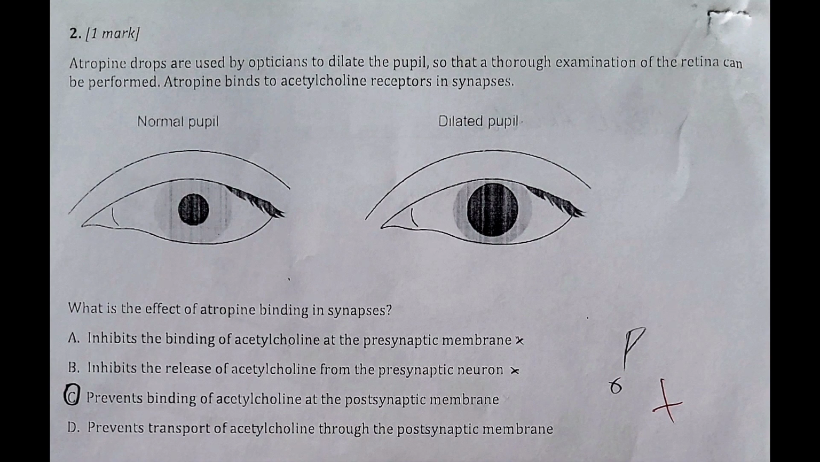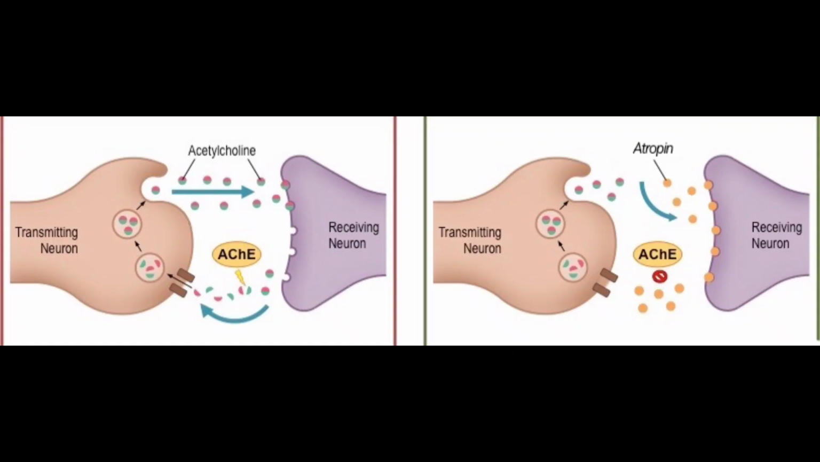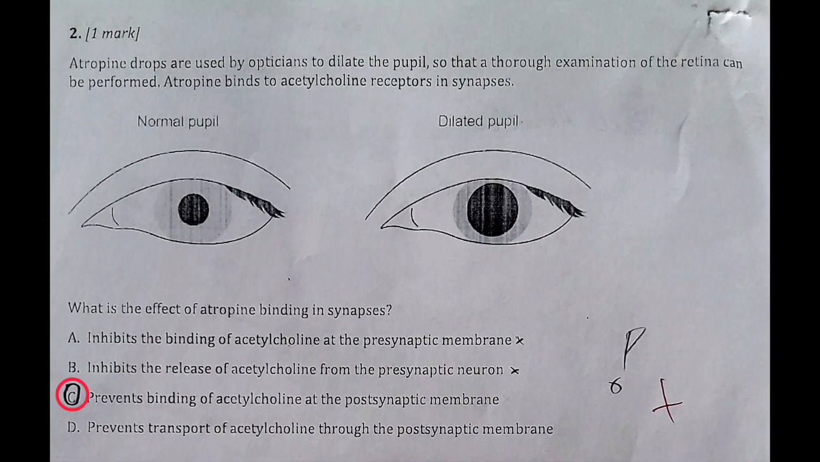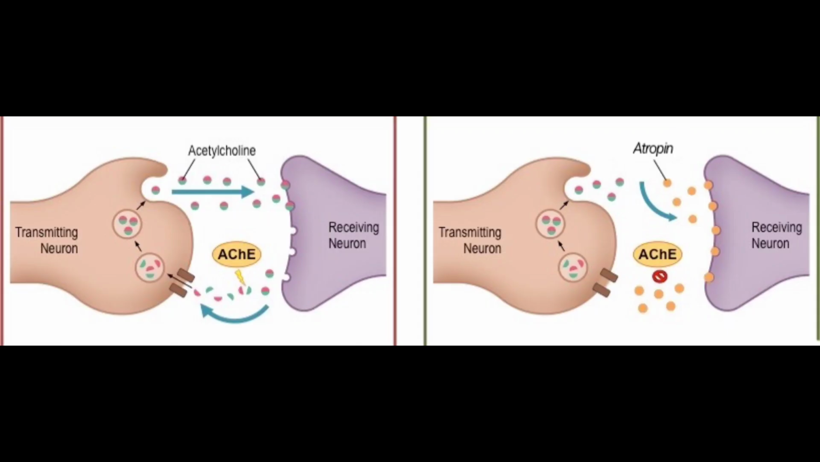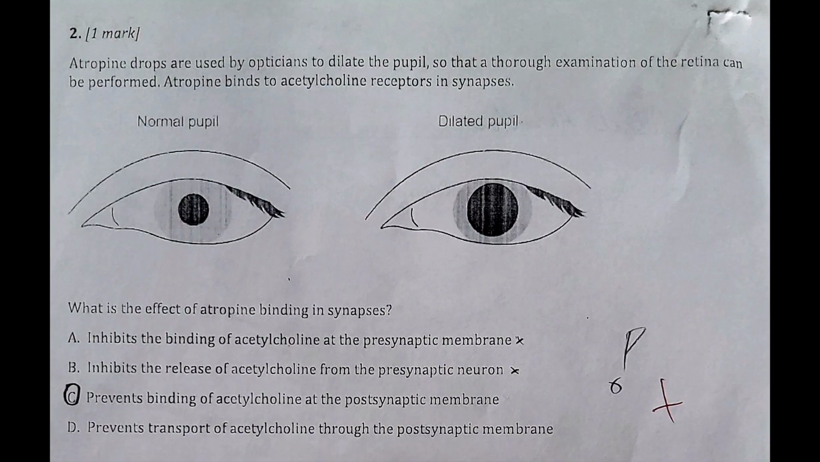We know that acetylcholine receptors are located at the postsynaptic membrane in synapses, since acetylcholine is released from the presynaptic membrane. Knowing that, we can say that variant C is most suitable for this question. And it is correct since it says that atropine prevents binding of acetylcholine at the postsynaptic membrane. So it blocks the acetylcholine receptors, which means that muscle contraction does not occur and the pupil is dilated.